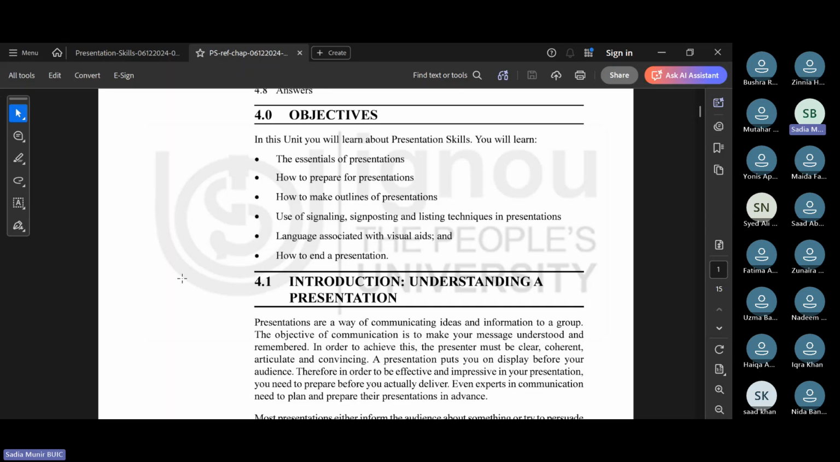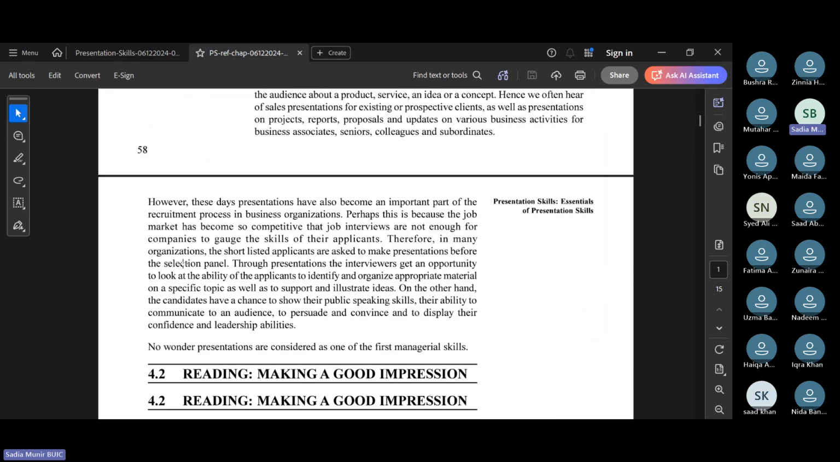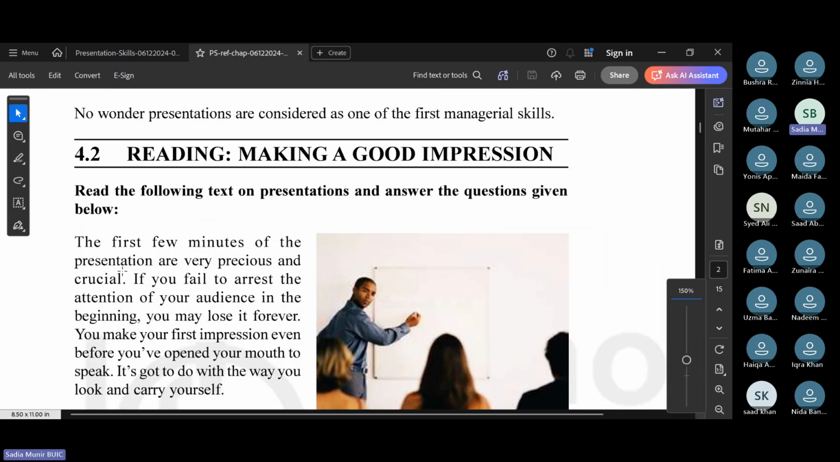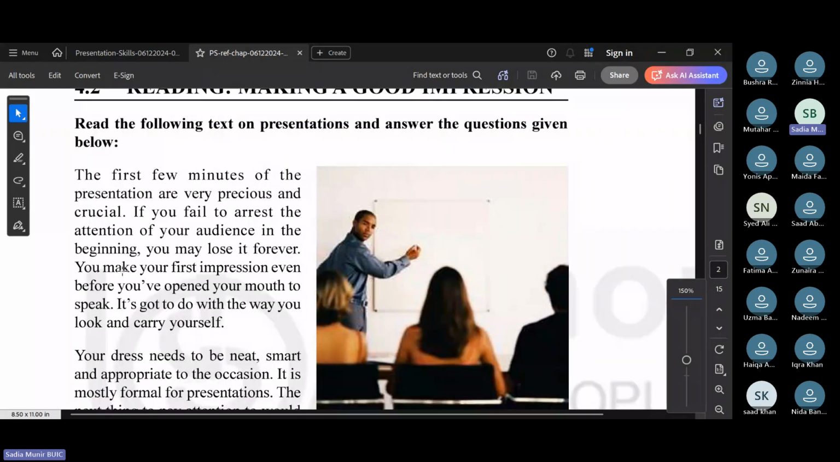Then we have introduction to the presentation that you can read on your own. Now, reading: making a good impression is important. Now, read the following text on presentation and answer the following questions below. The first few minutes of the presentation are very precious and crucial. If you fail to arrest the attention of your audiences in the beginning, you may lose it forever. You make your first impression even before you have opened your mouth to speak. It has got to do with the way you look and carry yourself.